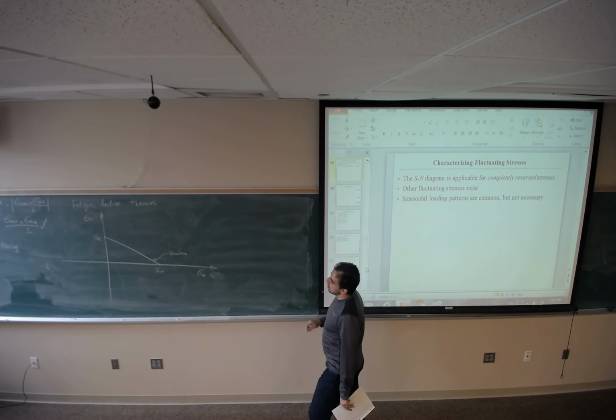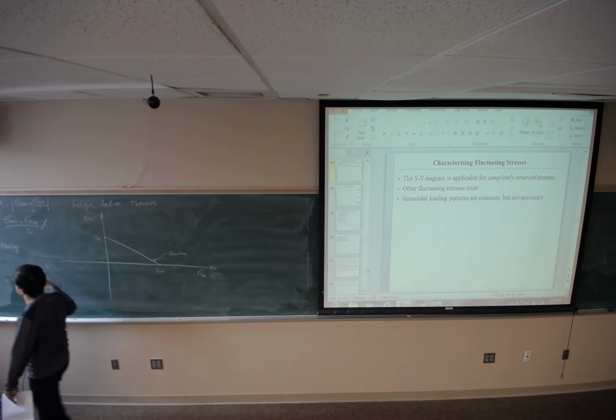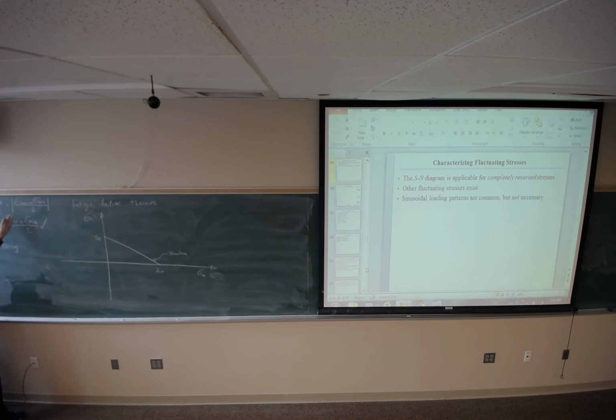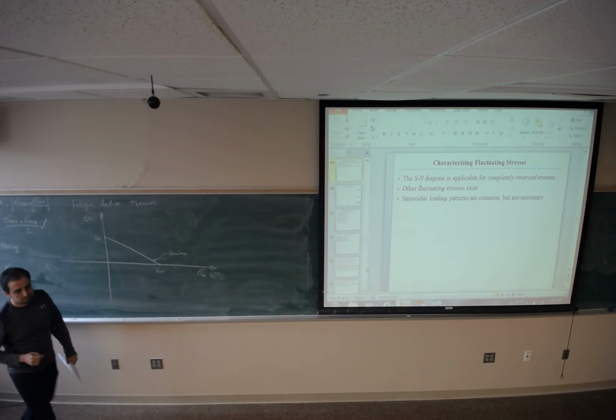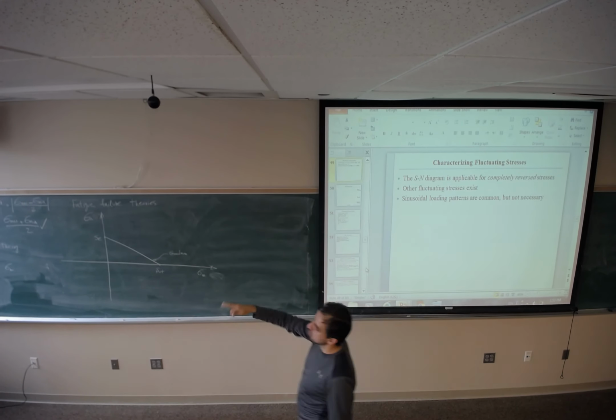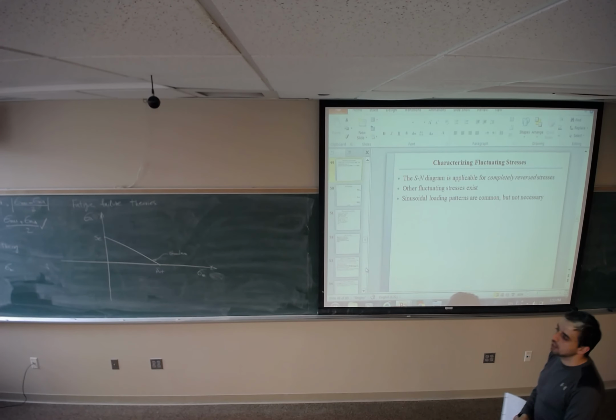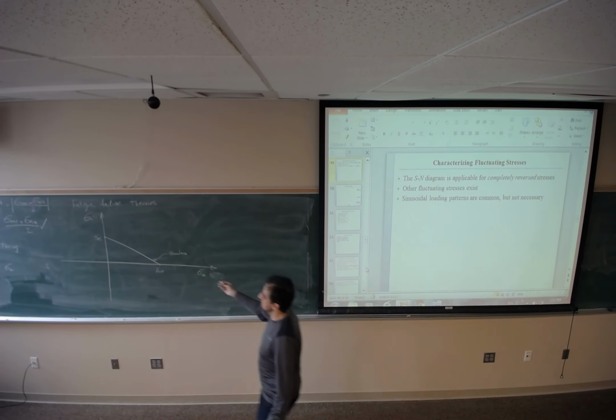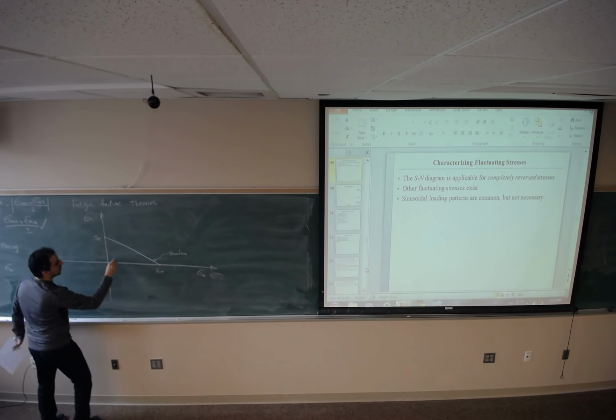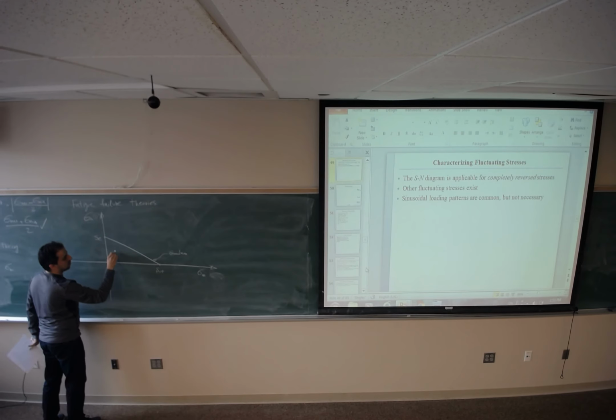So for a given problem, you will find sigma max and sigma min, so you can find sigma A and sigma M. You find the value of the alternating component and the mid-range value, and just represent it on this graph. Suppose this is sigma M, this is sigma A. This is the point that I have.